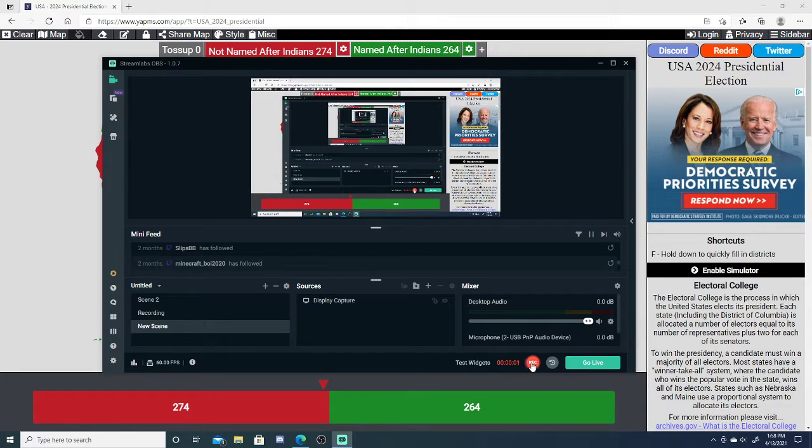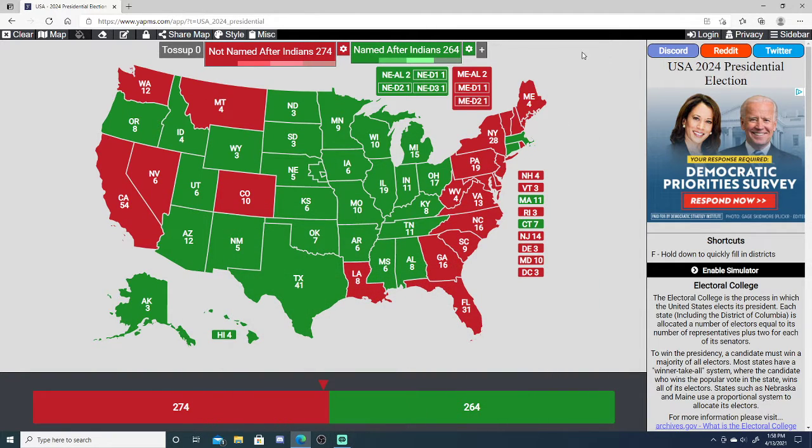Hey guys, some of you might know, not all of you, that out of the 50 states, 26 of them are named after Native American tribes or words, which is actually pretty interesting. But you might be wondering, what are those 26 states? Well, that's what this map is showing. As you can see, the states in red are not named after Native Americans, and the states in green are named after Native Americans.